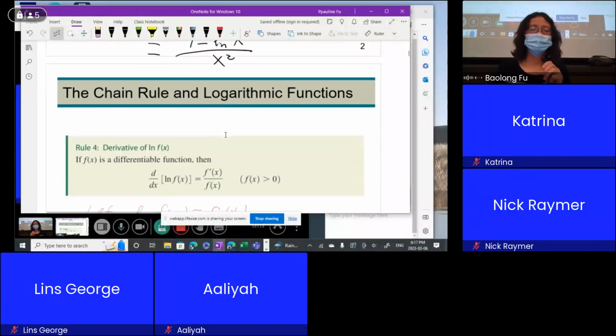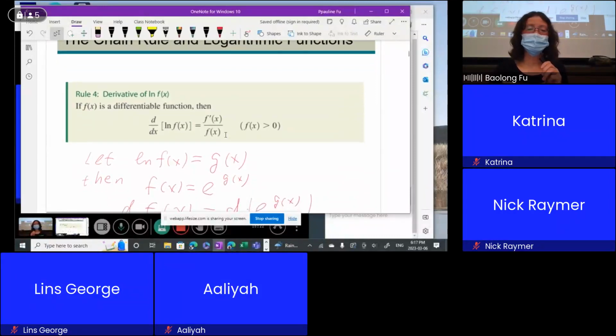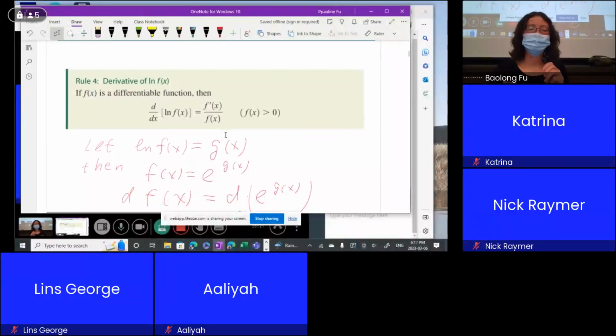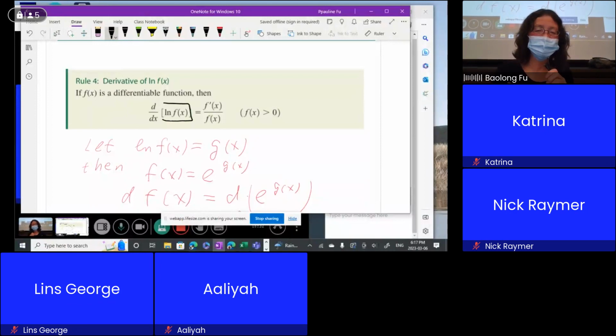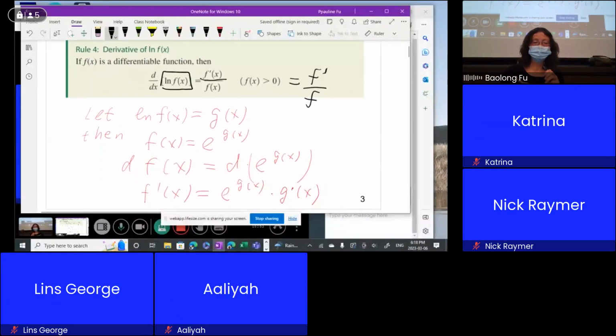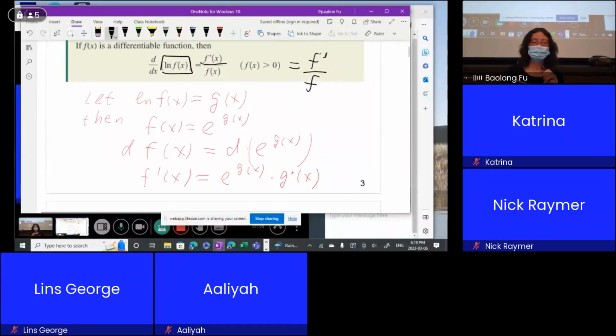Okay. Next is the chain rule for the logarithm function. If you take the derivative of ln f(x), it is the derivative of f over f(x). So it is just f prime over f. And how do we prove this? This is the procedure.